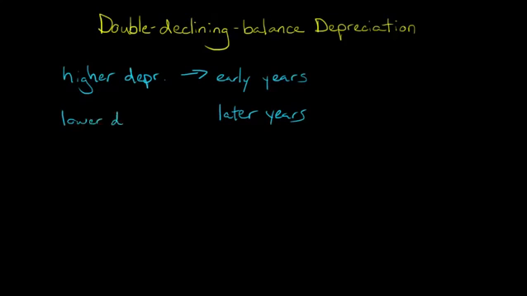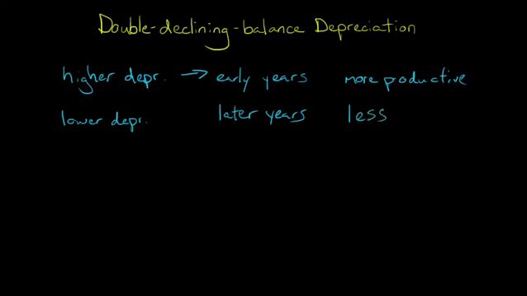Basically, that reflects the fact that a lot of assets are more productive when you first get them, and then over time you spend more money on maintenance and so forth in the later years as the machine becomes less productive.